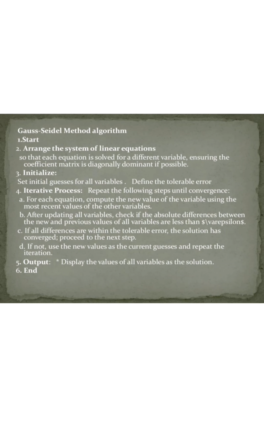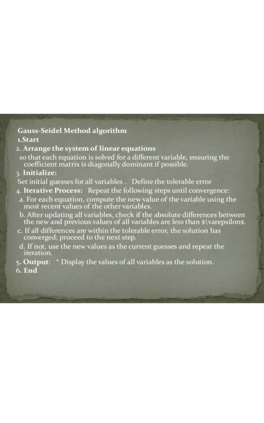Gauss-Seidel method algorithm. Start. Arrange the system of linear equations so that each equation is solved for a different variable, ensuring the coefficient matrix is diagonally dominant if possible. Initialize. Set initial guesses for all variables. Define the tolerable error. Iterative process. Repeat the following step until convergence.